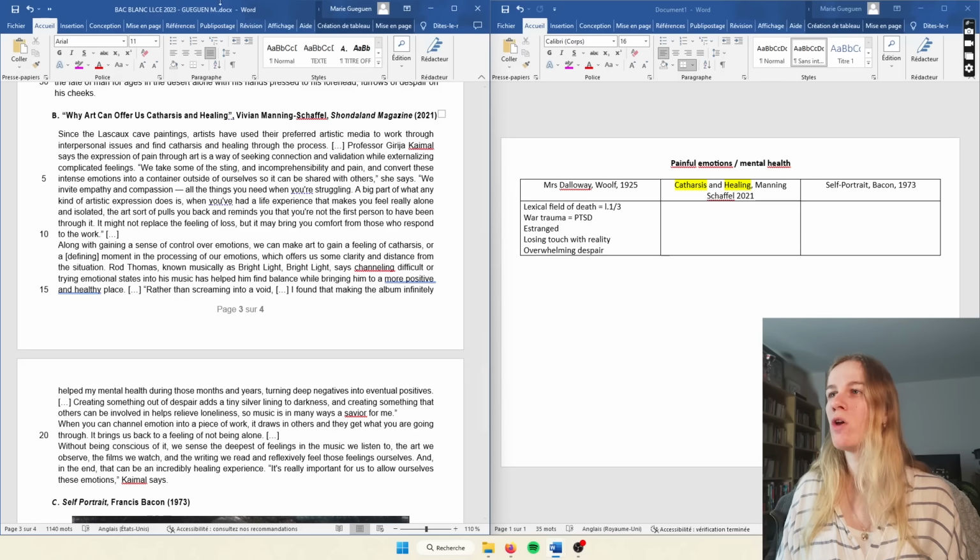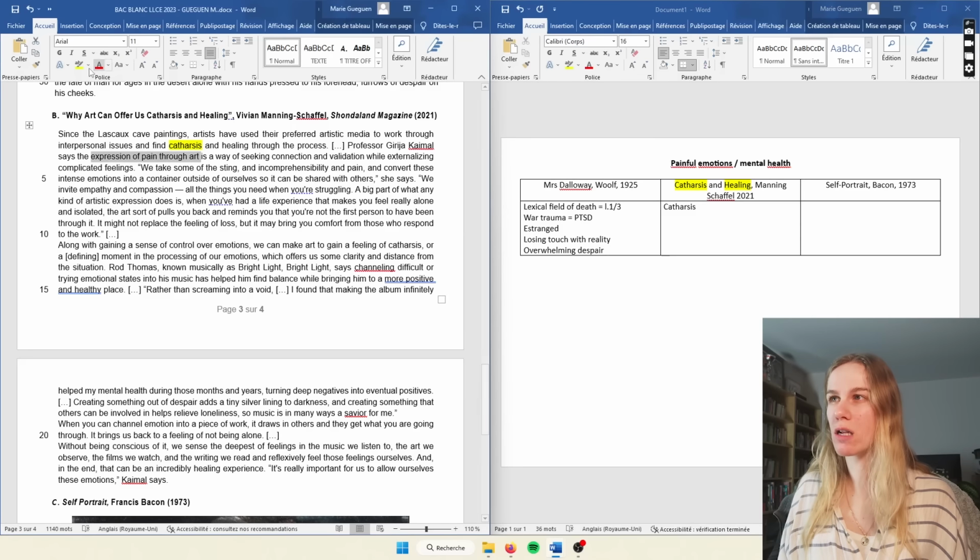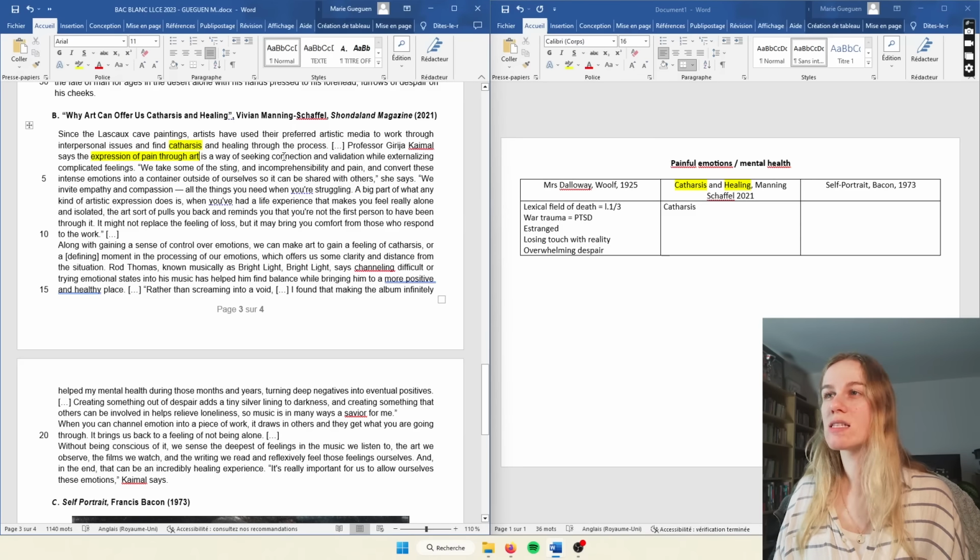Catharsis is the expression of painful emotions or very strong emotions in order to cleanse yourself from within and in order to heal. So here, expressing painful emotions through art will help you better your mental health. So we are definitely in the topic selected for this paper. Expression of pain through art, so we're definitely in the notion of catharsis.